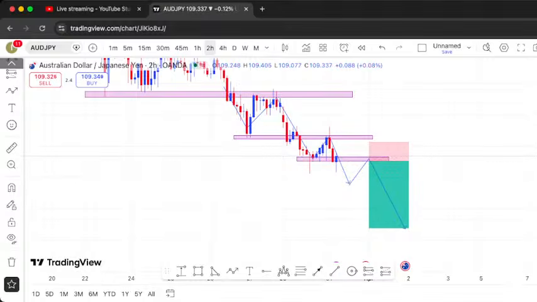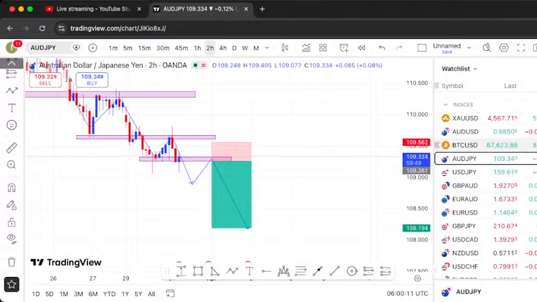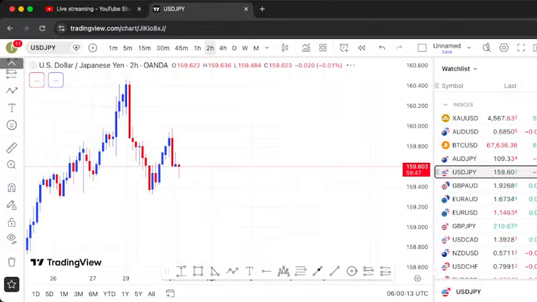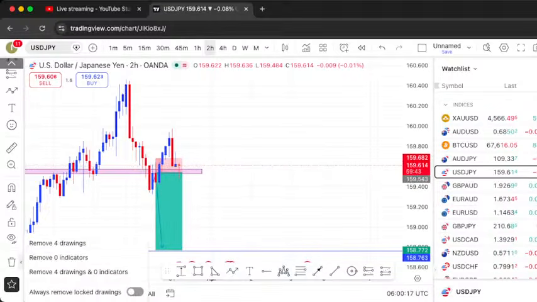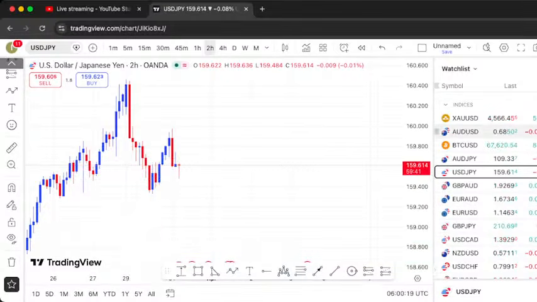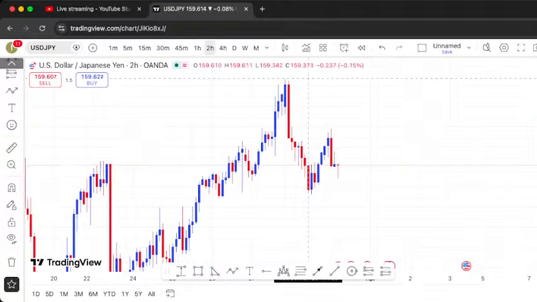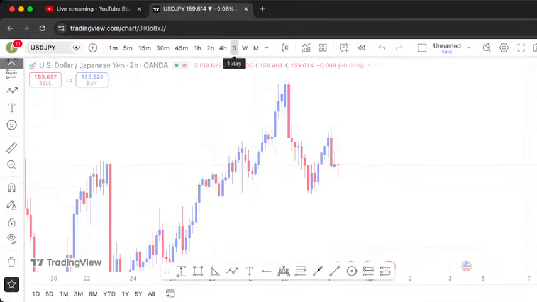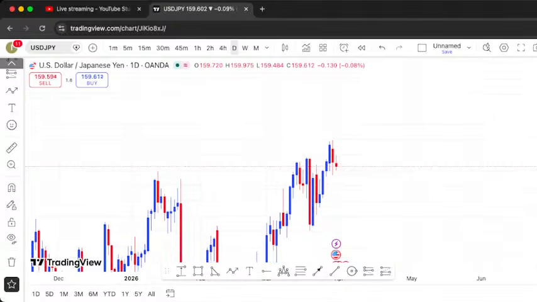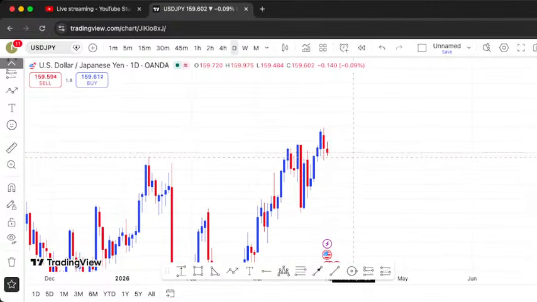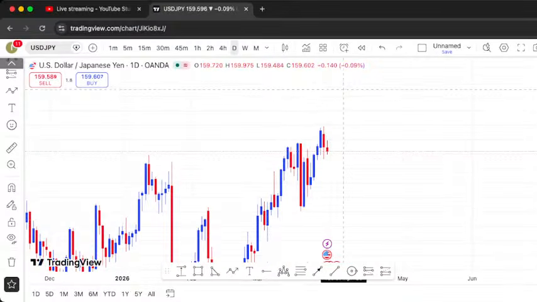Okay. Nice. Next pair, which is USD JPY. USD JPY, as usual, start with the higher time frame to see the overall trend of the market. We're on the daily time frame on this, so you can all see it's bullish. It's bullish.